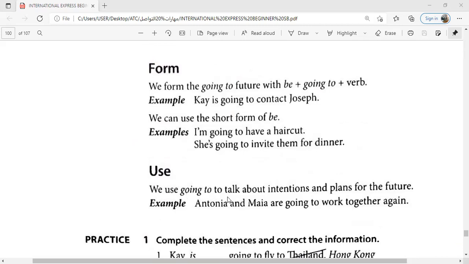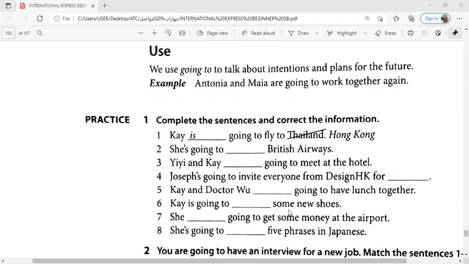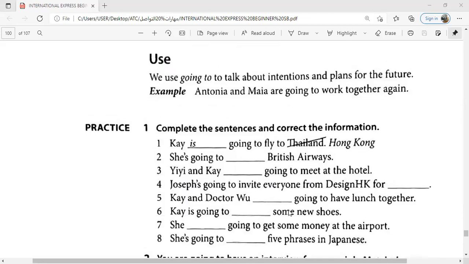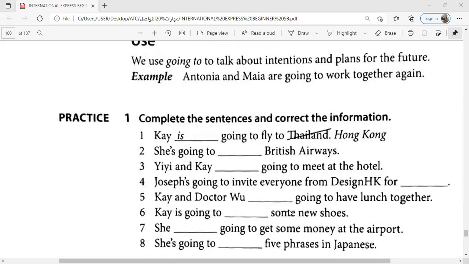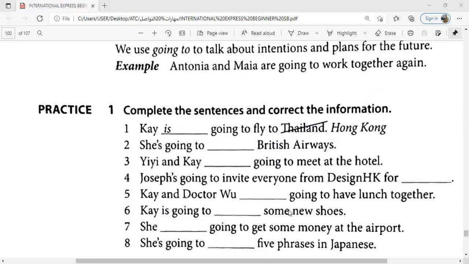We use going to talk about intentions and plans for the future. Antonia and Maya are going to work together again. So this is the idea. Now, exercise number 1, complete the sentences and correct the information. We are going to do 2 things. Complete the sentences with a suitable verb or word, depending on what is missing.